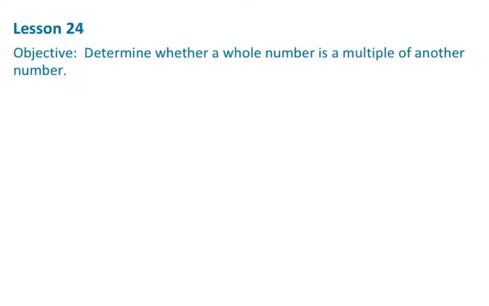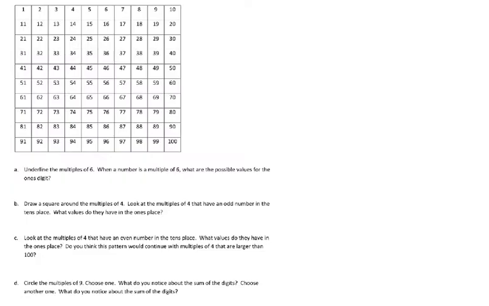This is grade 4, Module 3, Lesson 24, and the objective in this lesson is to determine whether a whole number is a multiple of another number. So we're going to look at this grid here, and it comes from question number 5 from the homework, and we're going to do parts A, B, C, and D. Okay, so let me just blow this grid up a little bit.